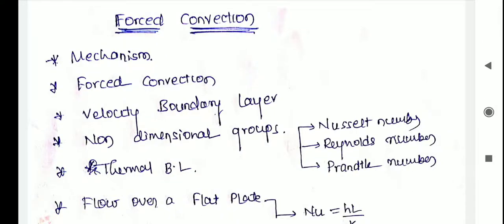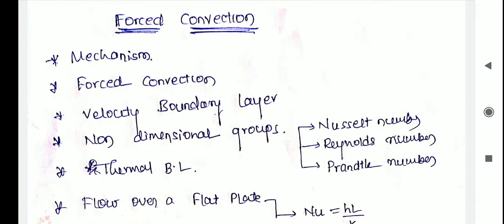Students, in this video I am discussing forced convection. Convection is a process of heat transfer between the solid surface and the fluid in motion, right? So there are two types. First one is natural convection and forced convection.